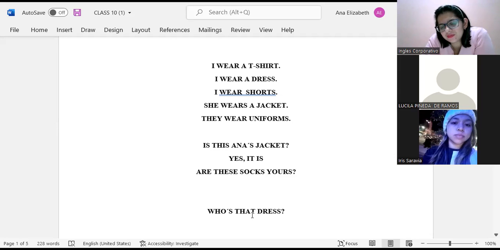Okay, I wear a pants. He's wear a short. Is this Robert the chair? It is Robert's t-shirt. Excellent. Next. No sé por qué nombraban, pero I wear a blue jeans. He wears a black t-shirt. They wear shorts. Is this Carla's dress? Are these hats yours? Who's that shoes? Yes. Next.